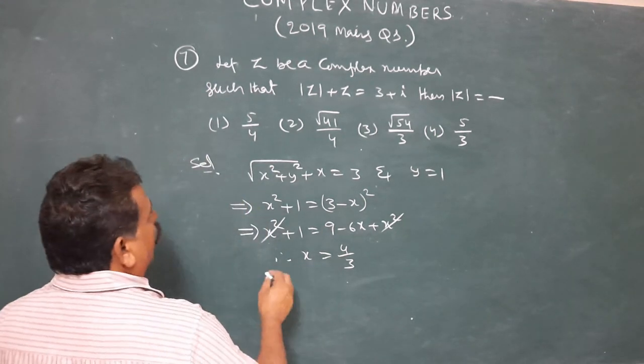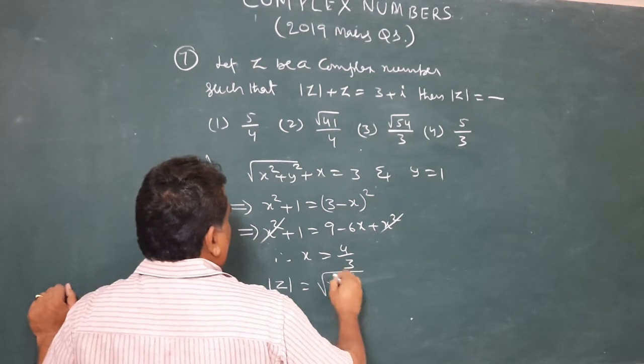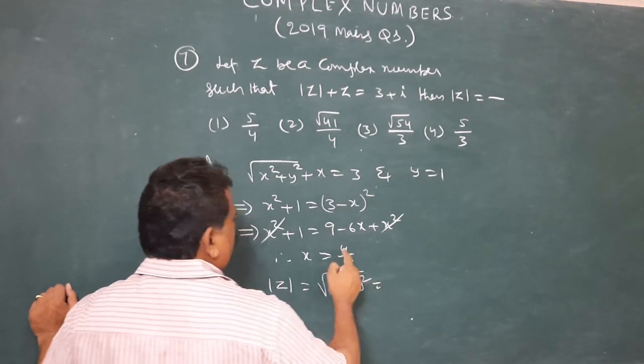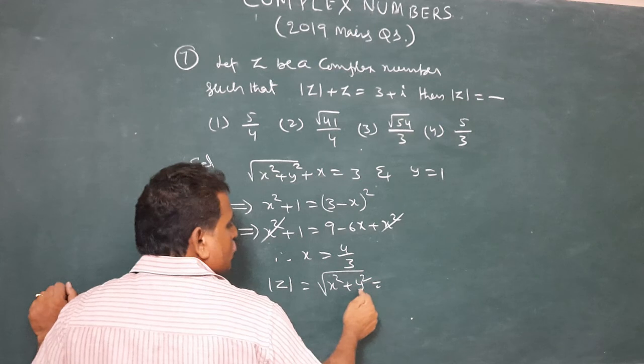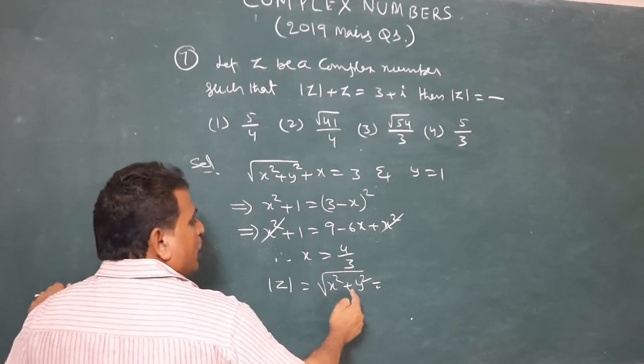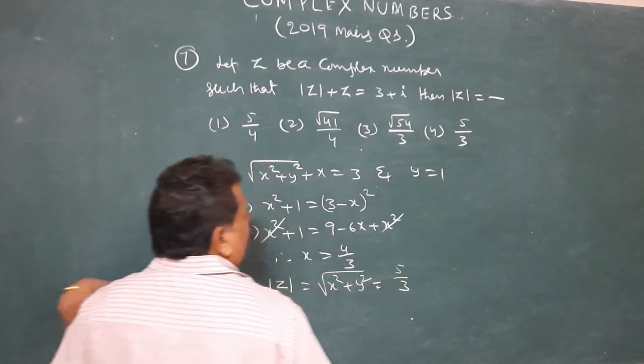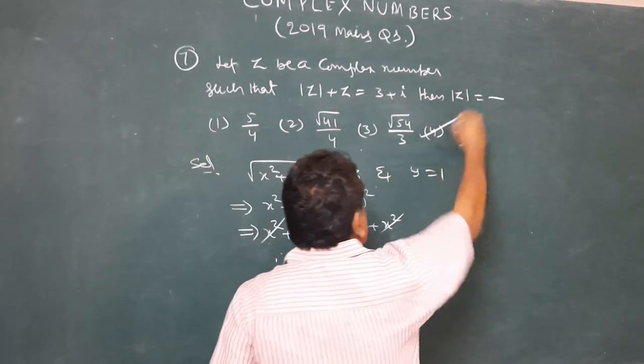We want the value of |z|. |z| equal to root of x square plus y square. X square is 16 by 9 plus 1. 16 by 9 plus 1 is 25 by 9. 25 by 9 under root is 5 by 3. The answer is 5 by 3.